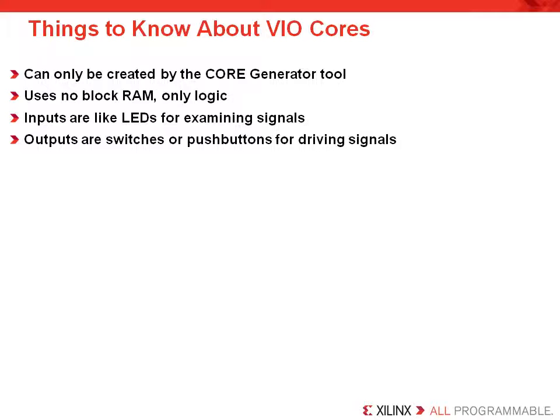There are some things to know about the VIO core. The VIO core can only be created by the code generator tool. When the VIO core is generated, it does not use the block RAM but uses the FPGA logic. The inputs are like LEDs for examining signals and the outputs are like switches or push buttons for driving signals.